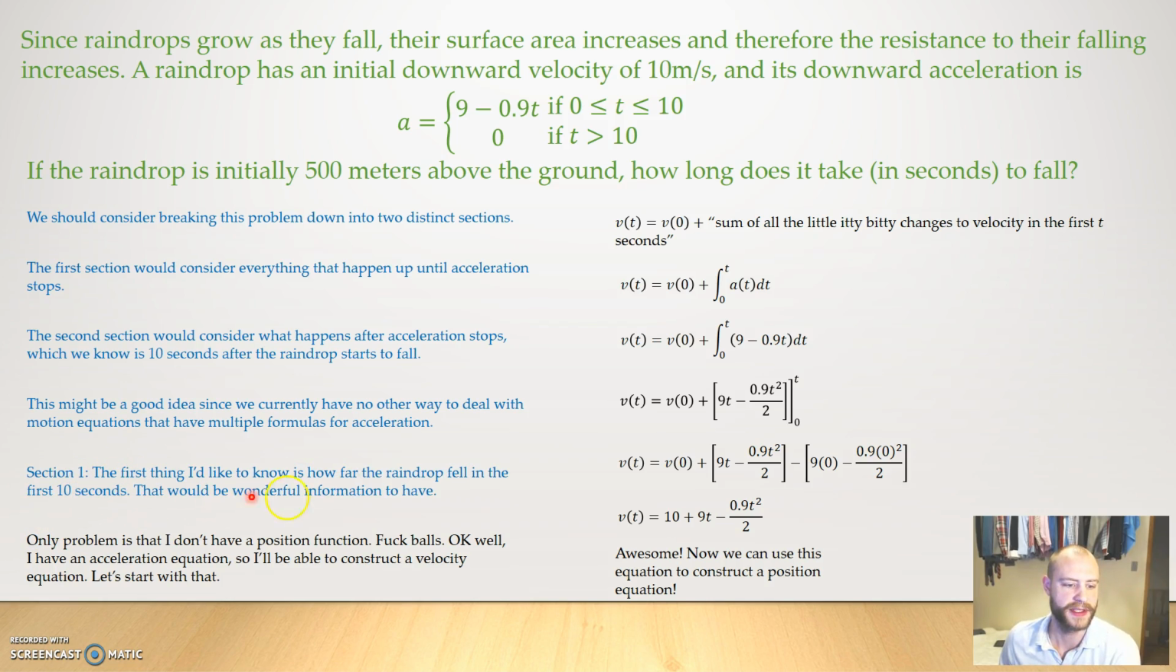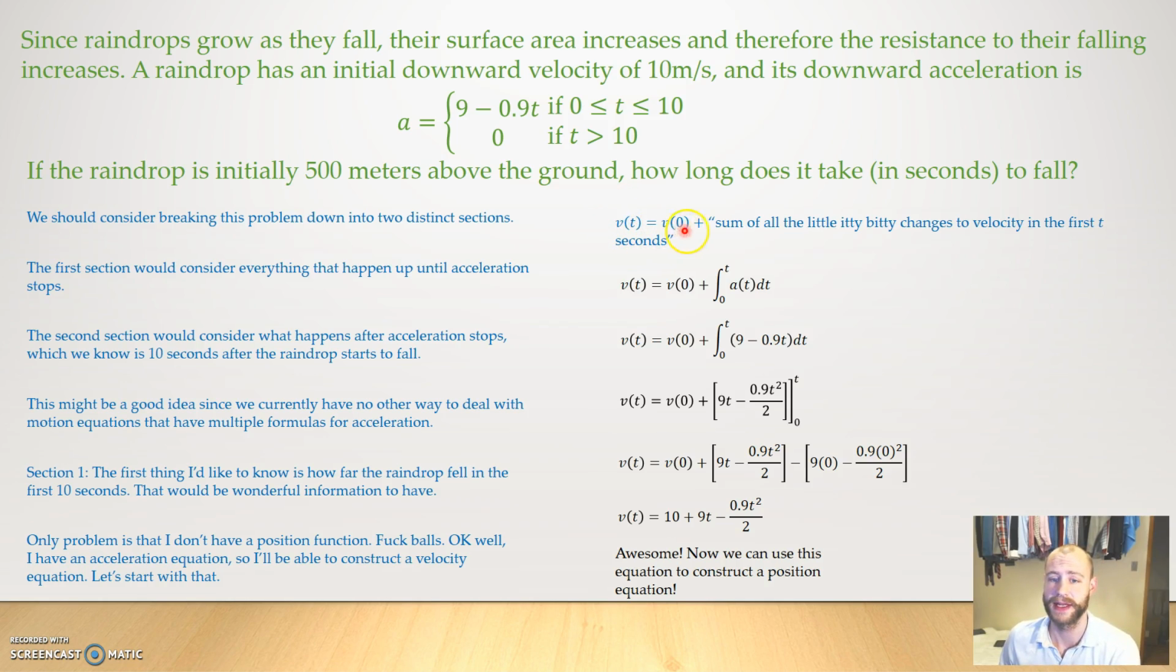Section 1, the first thing I'd like to know is how far the raindrop fell in the first 10 seconds. That would be wonderful information to have, so that's what we're going to try and piece together. Only problem is that I don't have a position function. Well, I have an acceleration equation, so I'll be able to construct a velocity equation. Let's start with that. So what's a velocity equation at some arbitrary time t?